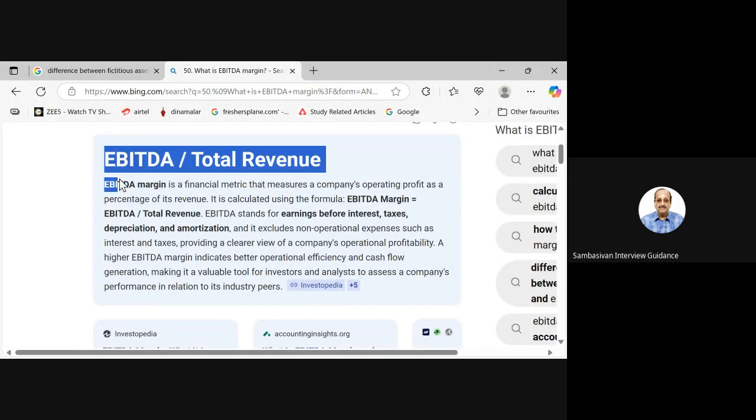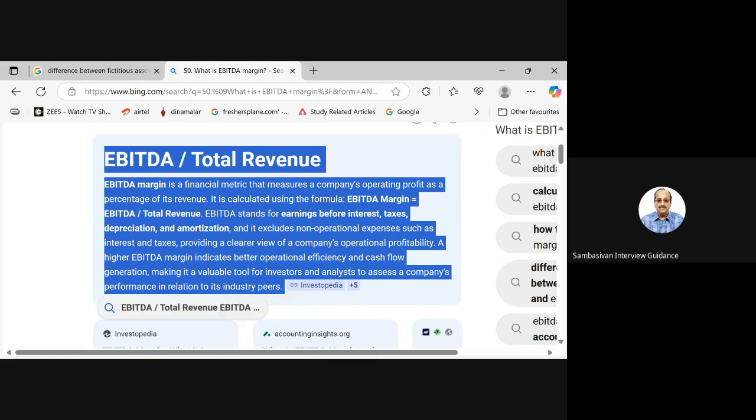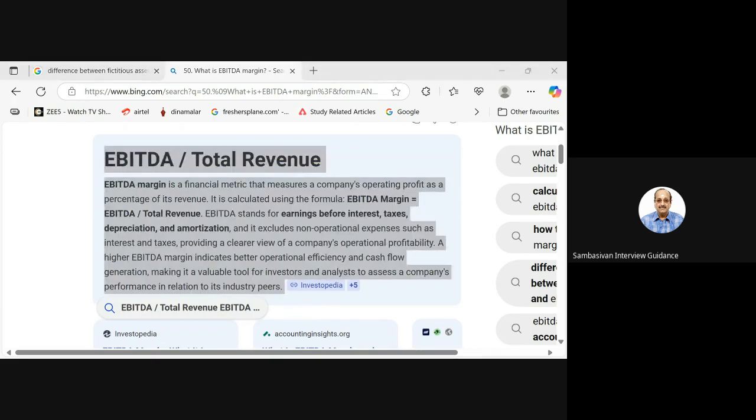Now, let me give this also in our WhatsApp group. It is excluded only, because it is the non-operational expenses. That's why I'm thinking, correct. So I think there is no mistake in this. It is given correctly. But if I make it before interest, tax, depreciation, amortization applied, I think this may be slightly easier for understanding.